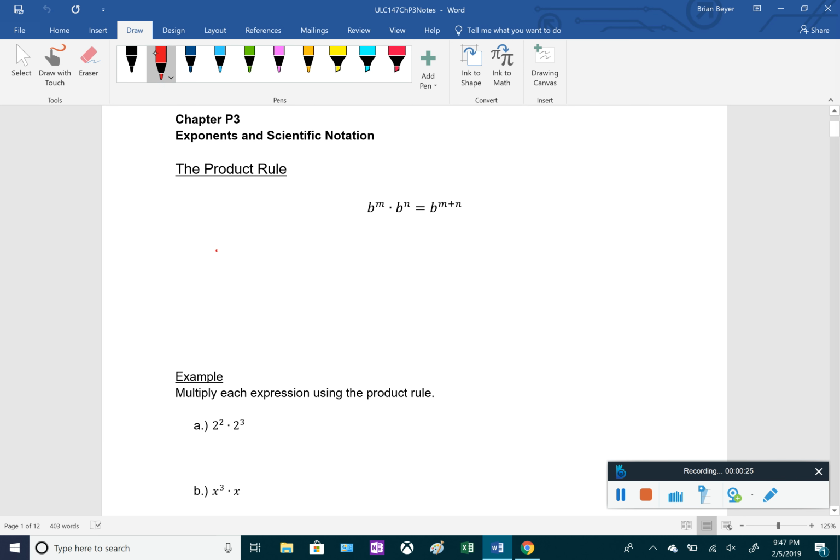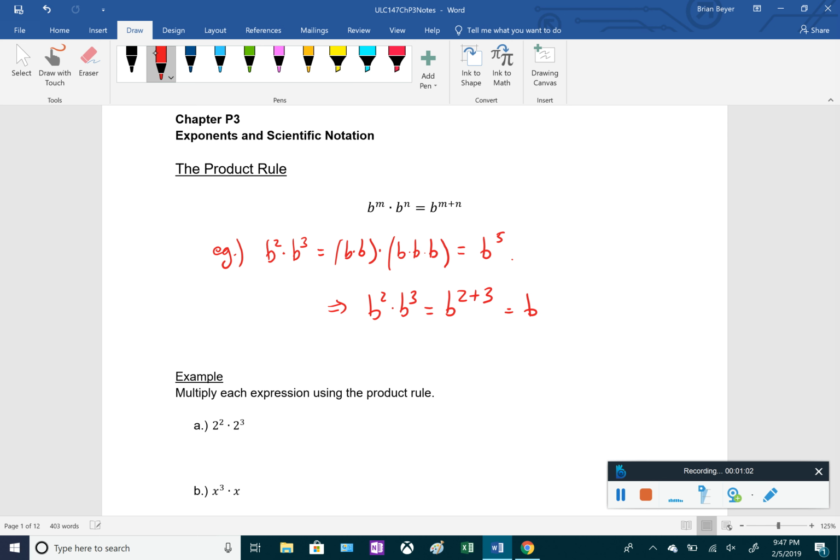So let's see why this is. Let's say we had b squared times b cubed. That means it would be b times b for the b squared, and then b cubed would be b times b times b. This equals b to the fifth, right? There's 5 b's being multiplied, which is exactly what our rule told us. It means if we're multiplying b squared times b cubed, we add them, b to the 2 plus 3, which is b to the fifth.